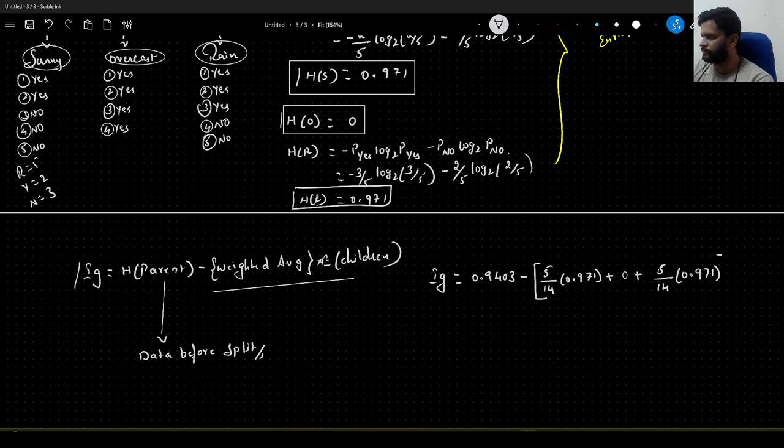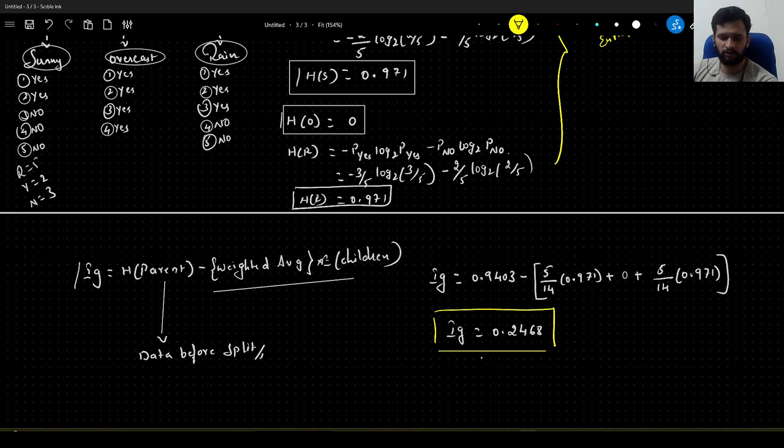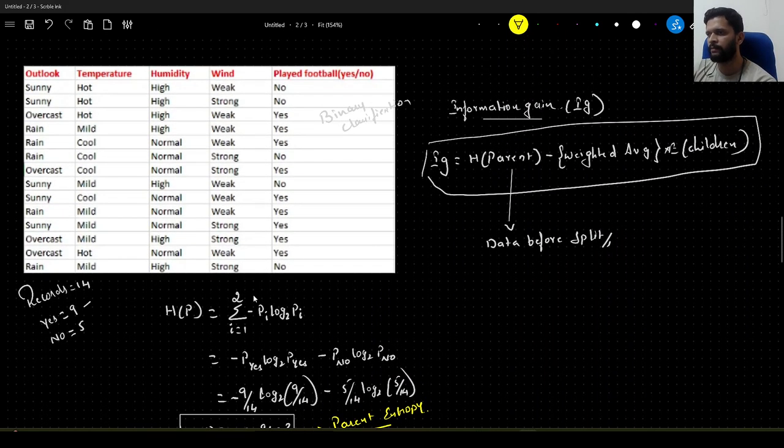971. So, if you calculate this, the information gain will come to be around 0.2468. This will be our information gain. So, now what we have done, we have considered to split the data by taking Outlook as a feature. Now, we will repeat this step for all the features. We will consider temperature and also we will consider humidity. We will also consider wind.